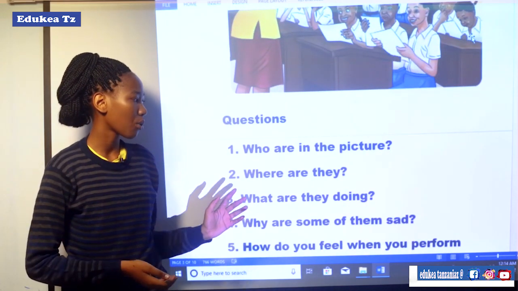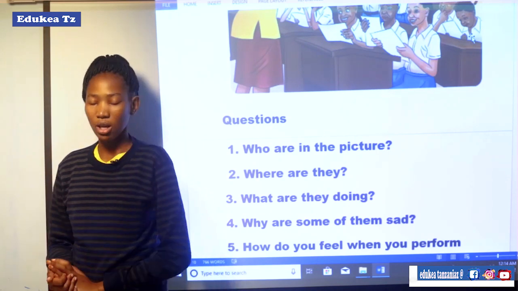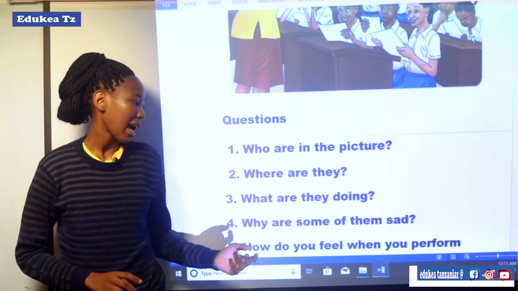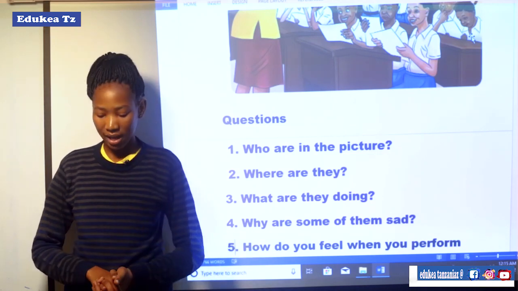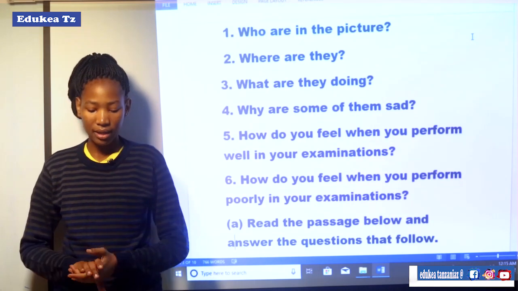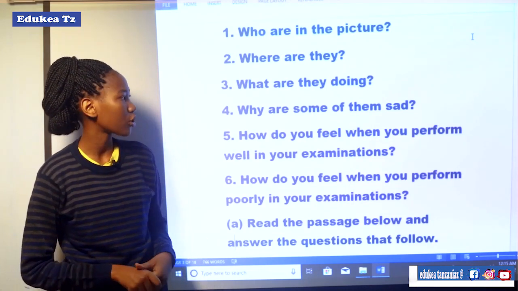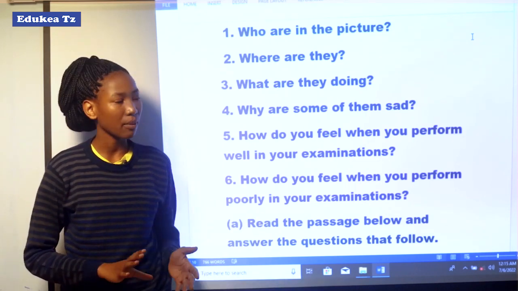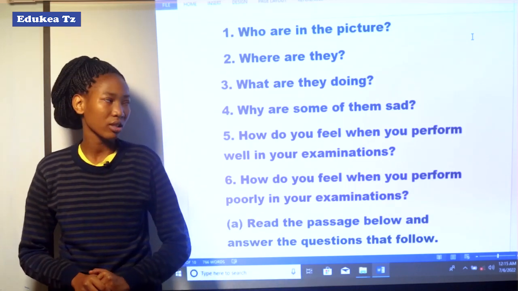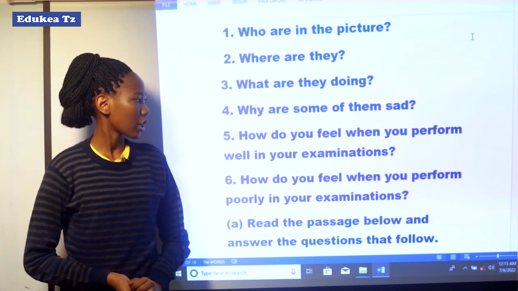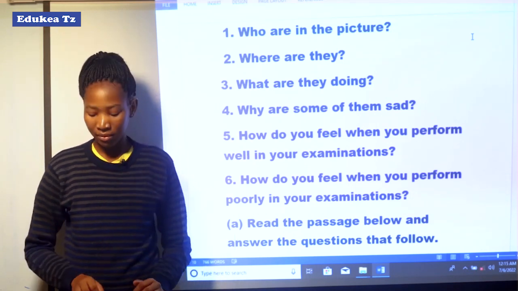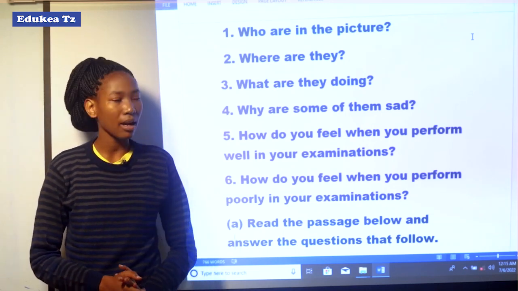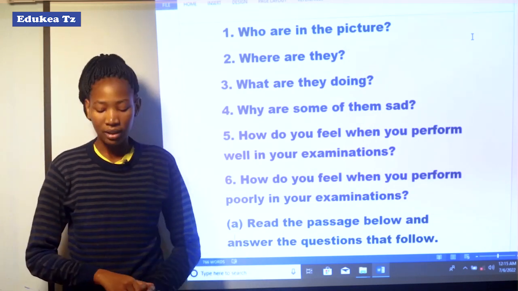The first question is: who is in the picture? In this question, you should mention those you see in the picture. After that: where are they? You should write the place. Another question is: what are they doing? You should write what activities are being done by the people shown in the picture. Question number 4 is: why are some of them sad? You should write the reason why some of the students are sad.